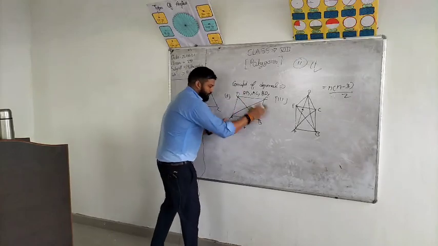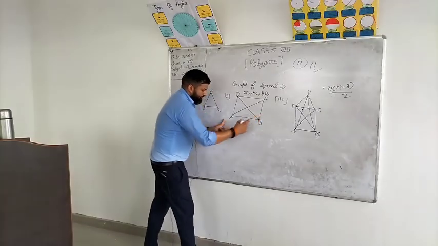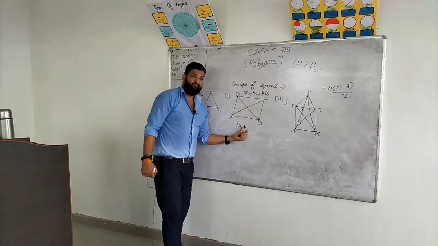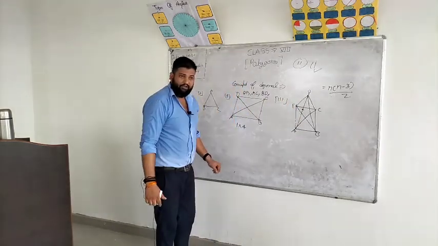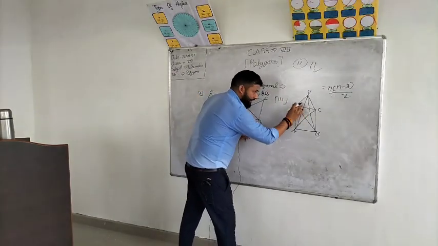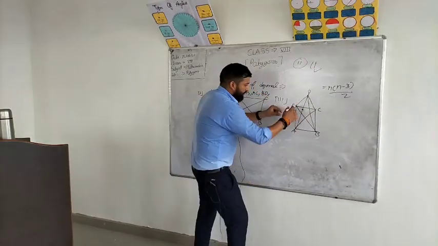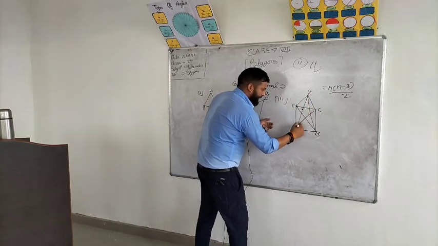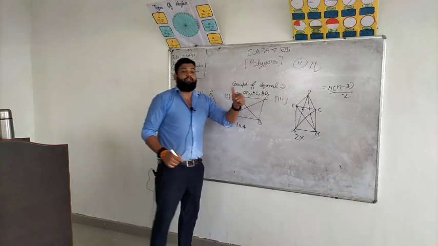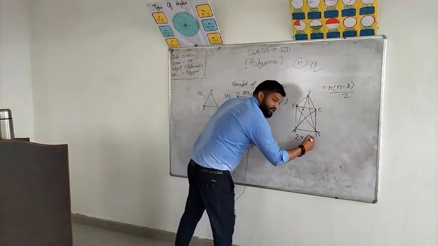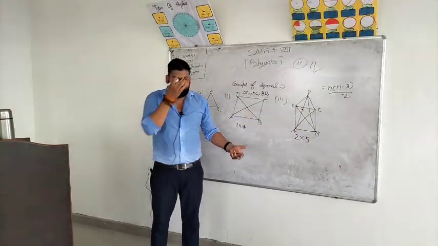There are 4 vertices, and from one vertex we draw only 1 diagonal. So there are 4 vertices, and this way we draw 4 diagonals. Same as for a pentagon. When we take a vertex, how many diagonals? From one vertex we can draw 2 diagonals. And what is the total number of vertices? 5 vertices are there.